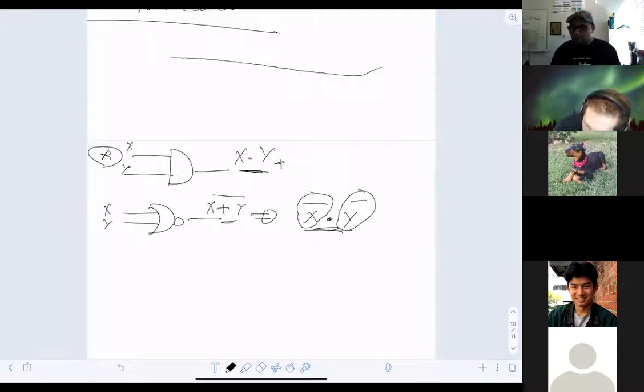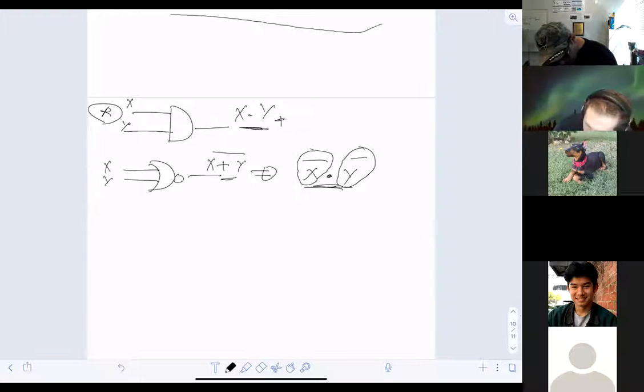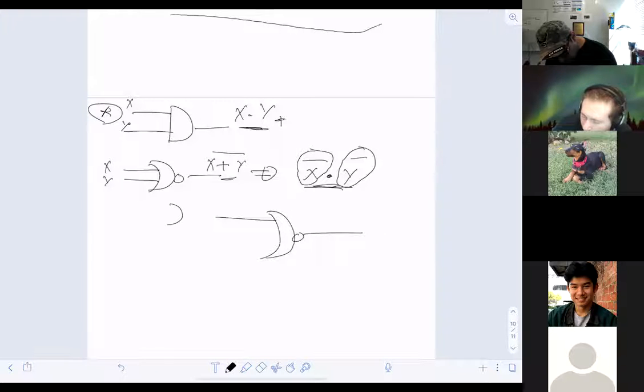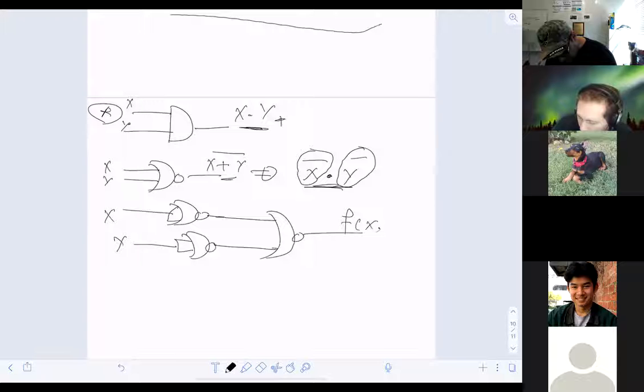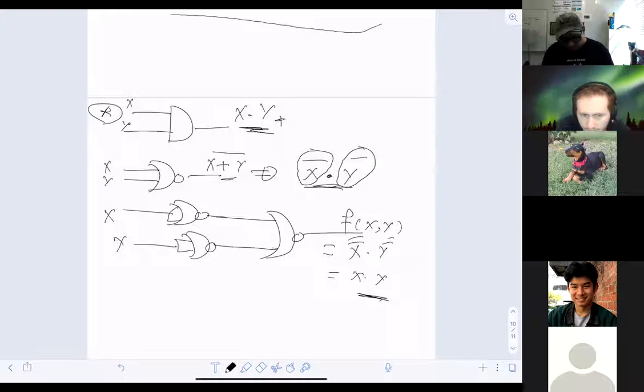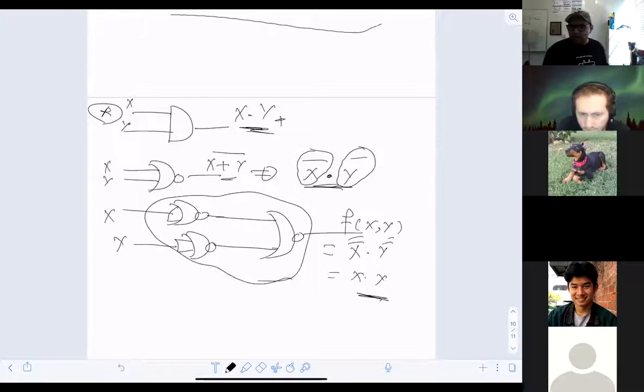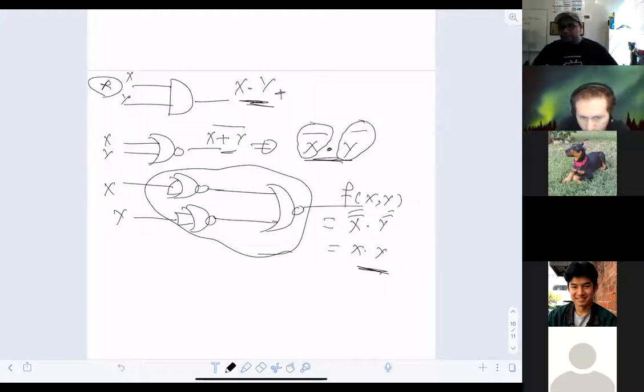So pretty much I can build the AND using NOR. And here I will have NOR, an X and NOR and Y for F of X, Y. It will be X complement complement and Y complement complement, which is basically XY. So this one is equivalent to this one. So three NOR gates will be enough, using this hierarchical implementation, to do the same job as an AND gate.